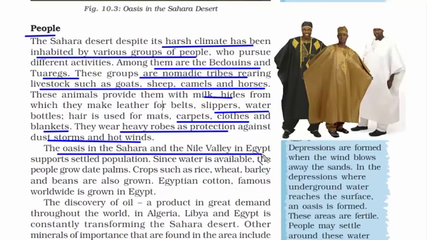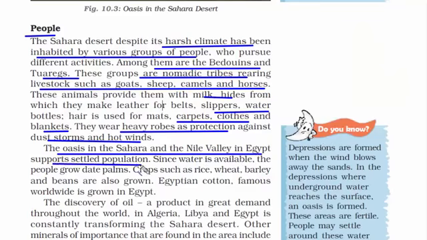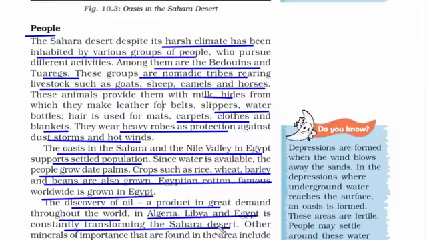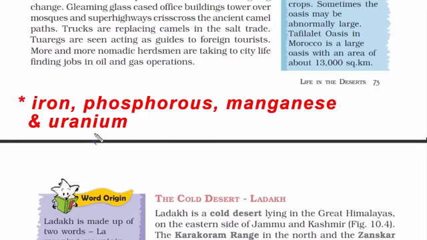You will find population being settled near oases, which have some humidity, water and shelter, and these oases are mostly found near the River Nile. People grow date palms, and in terms of crops they grow rice, wheat, barley and beans. Egyptian cotton is famous throughout the world. Algeria, Libya and Egypt have discovered oil, which is of great economic value, and due to this, the Sahara Desert is being recognized in the world. Other minerals of importance that are also found are iron, phosphorus, manganese and uranium.